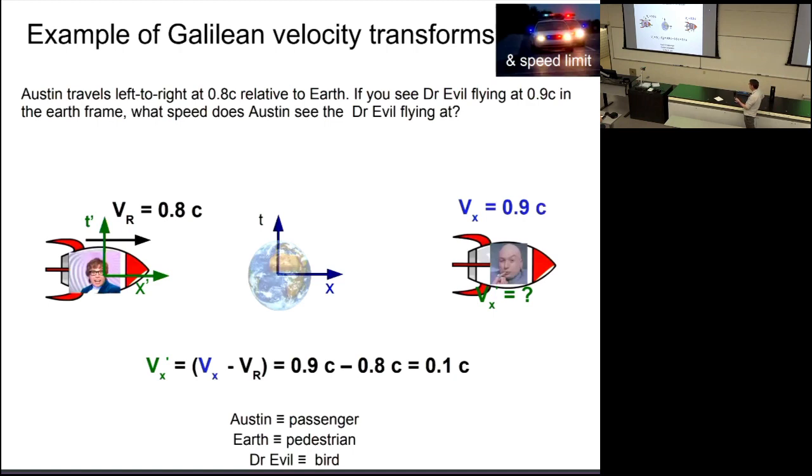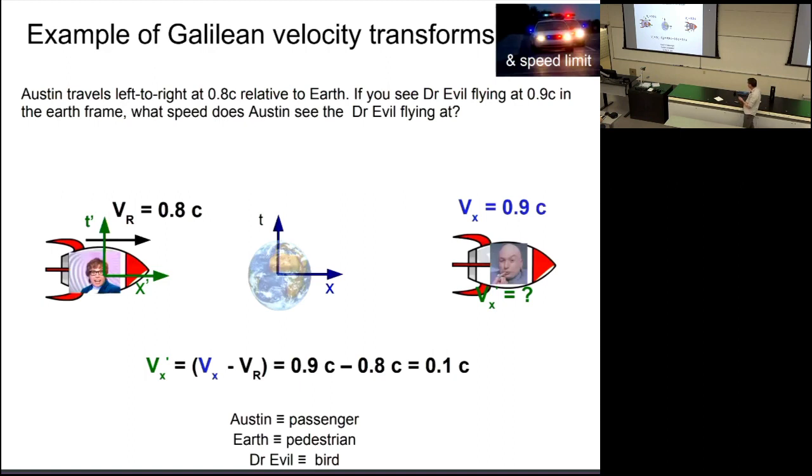And so we can just use this equation here. In this example, Dr. Evil is the birdie. The Earth reference frame is the pedestrian reference frame. And Austin Powers' reference frame is the equivalent of the truck reference frame. This is how this is working.